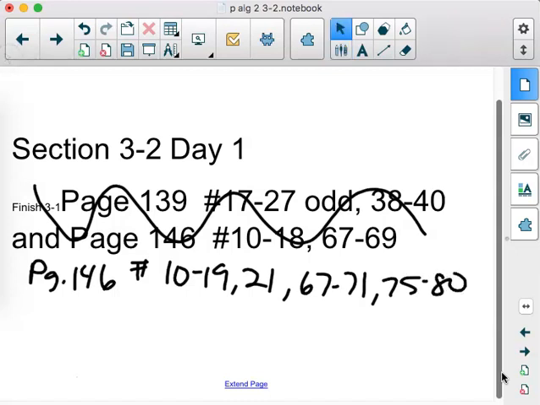That's better. 10 through 19, 21, 67 to 71, and 75 to 80. The last two broken apart with commas there, those are review problems. Again, remember to show your work so I don't have to write little messages on Schoology and then you think, why didn't I get the points for that? Because I give you the answers. I don't want you to just copy them down. I want you to do them yourself.